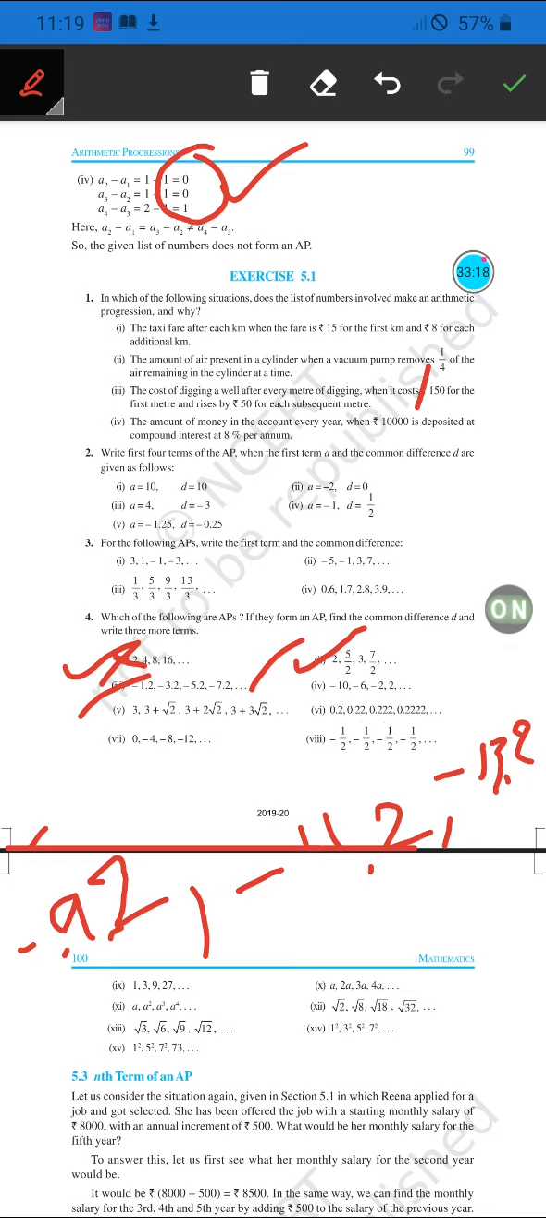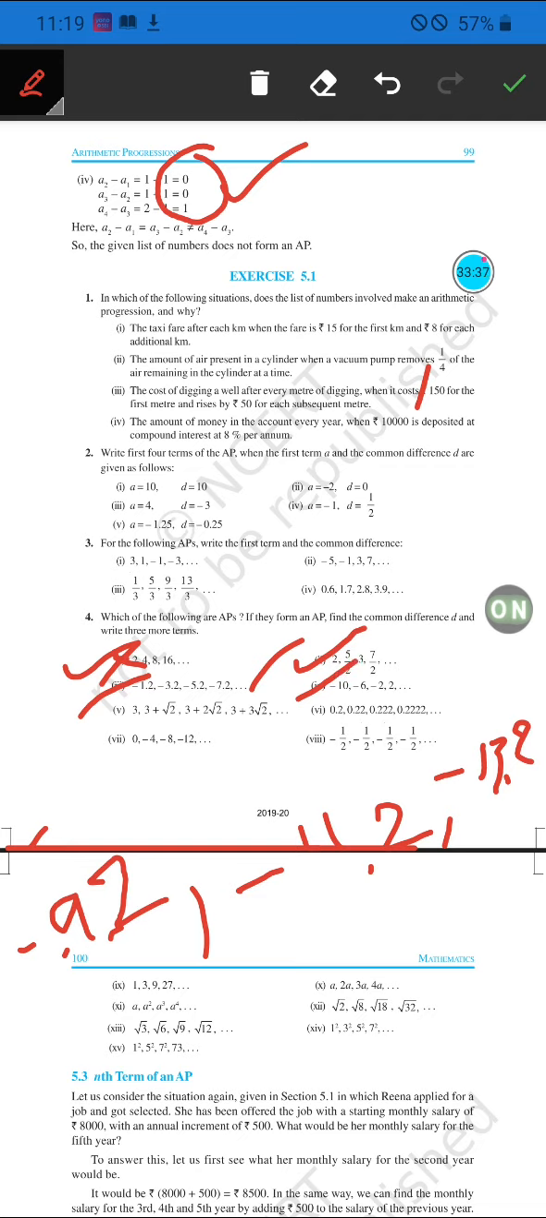Are the differences equal or not? Minus 10 to minus 6, the difference is 4. Minus 6 to minus 2, the difference is 4. Minus 2 to plus 2, the difference is 4. So the fourth question is also in AP. If it is in AP, we can easily guess. Add 4 to 2.